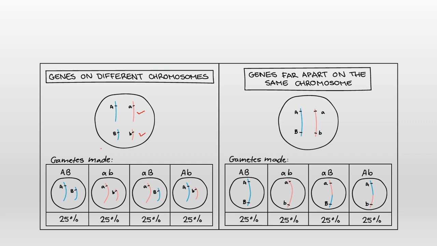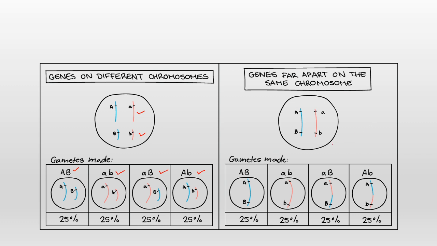Here the genes are present on two different chromosomes. So when the gametes are made, what happens? We get gametes of different combinations, each with 25%. That is 1 is to 1 is to 1 is to 1 of capital A capital B, small a small b, small a capital B, capital A small b.